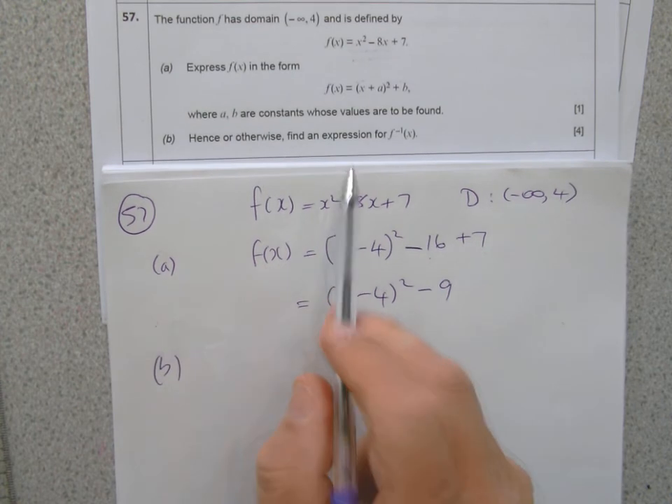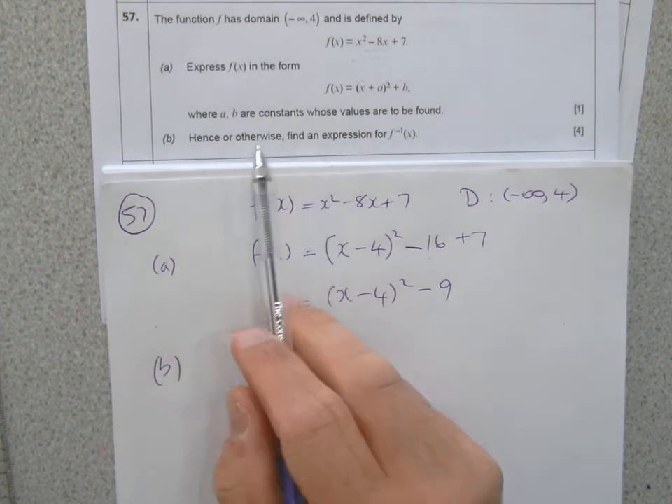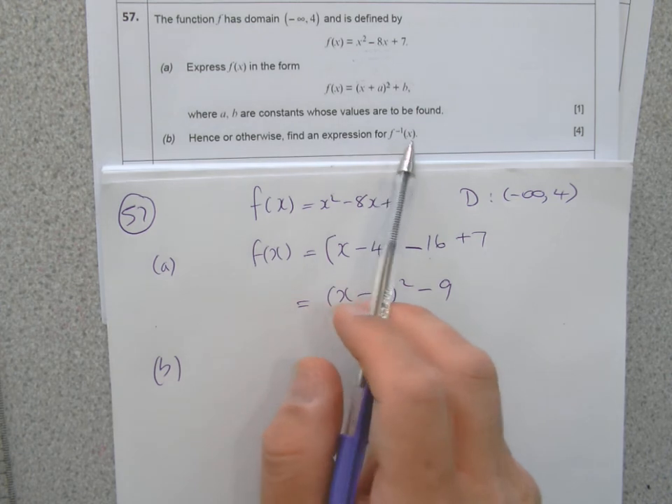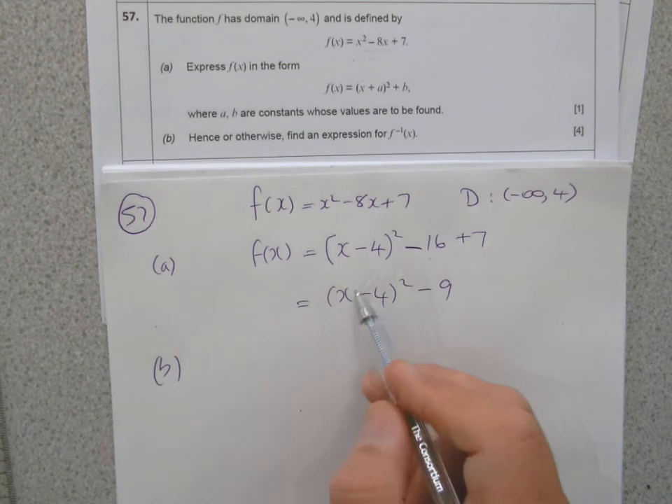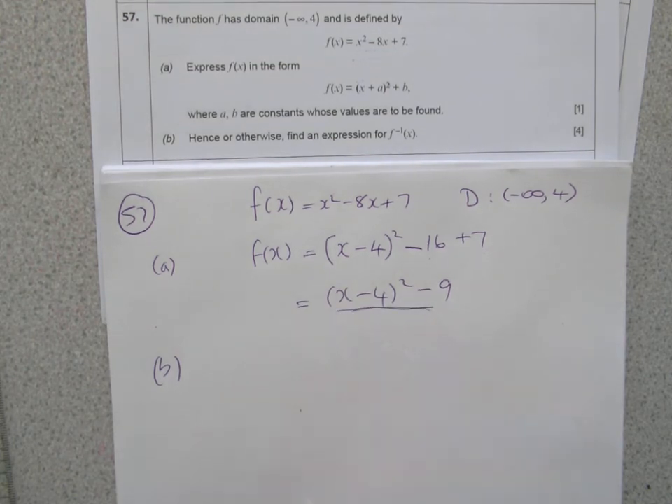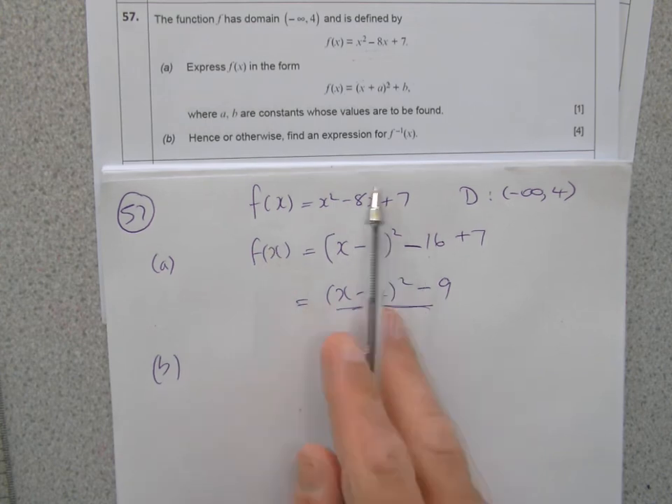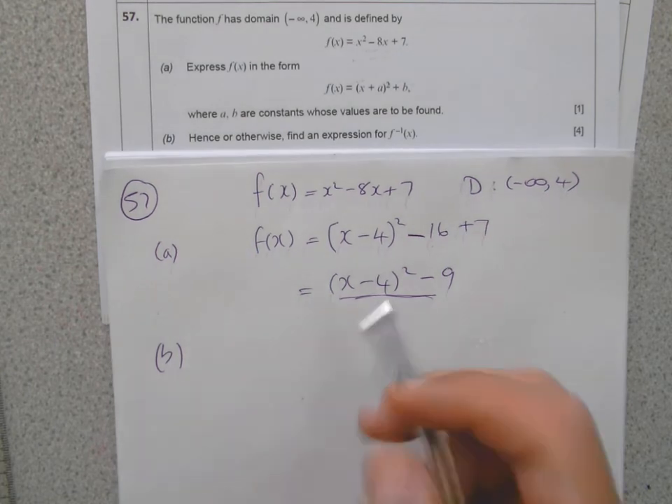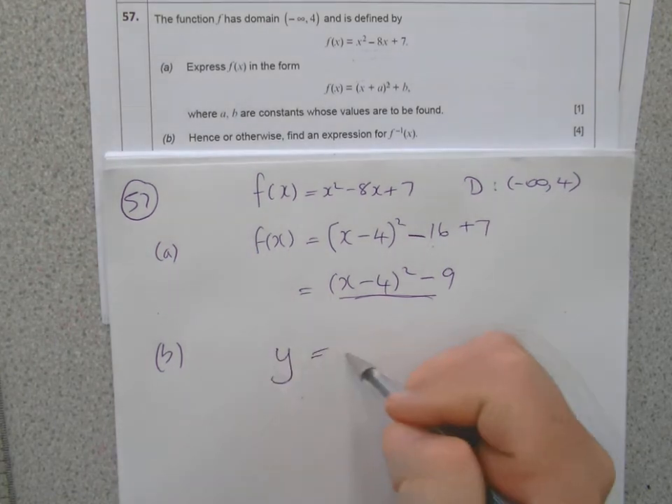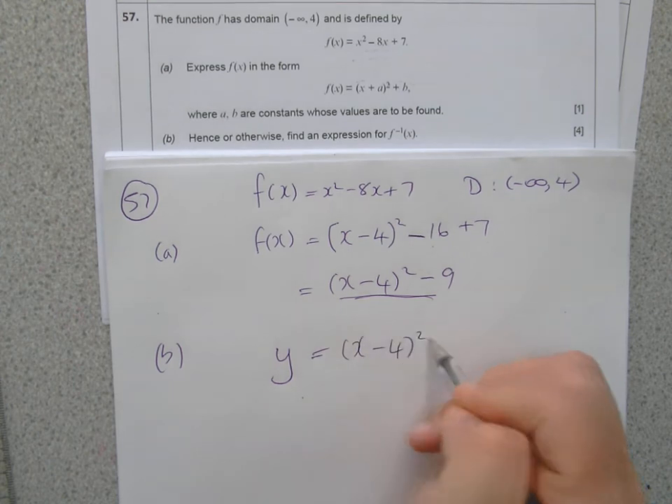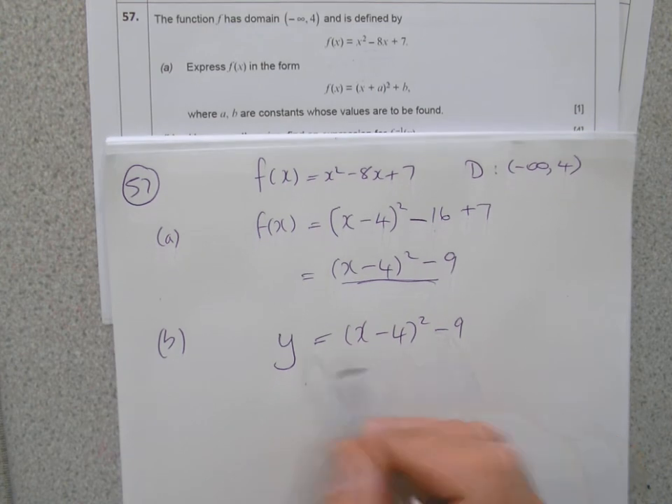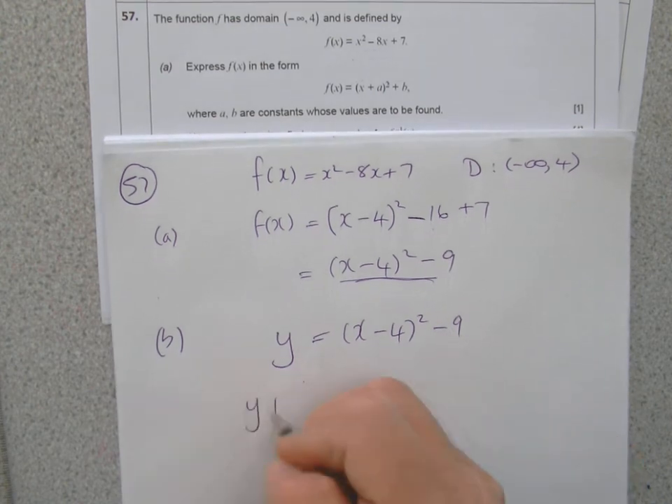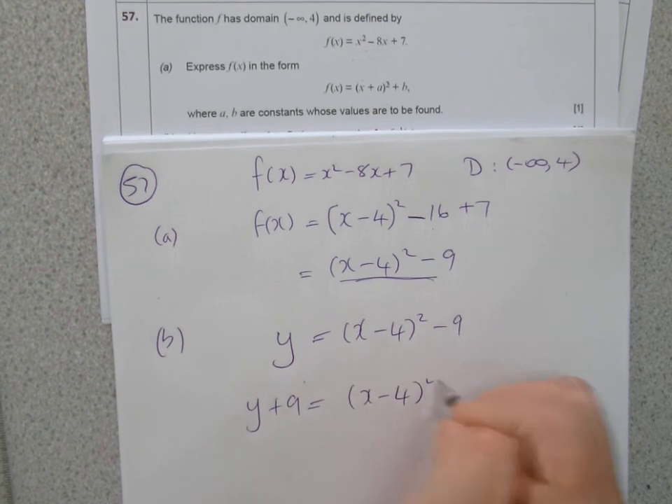Part A is going to help us with B. It says hence or otherwise find an expression for the inverse function of f, that is f to the minus 1 of x. To be honest, otherwise I'm not sure how I would do it, but hence is the bit I'm going to go by, because if I've got a quadratic function with the square completed, I can easily find the inverse function. When you do inverse functions, you write it as y, so then we get x equals. I take the minus 9 over, so I've got plus 9.